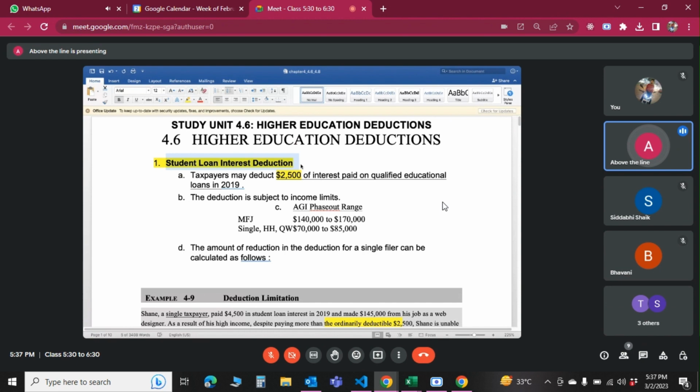So, if there is an educational loan taken, then the interest can be deducted, but obviously there is always a cap on it. So what they're saying is max $2,500, and your AGI should be in this range or below for different categories of filers.